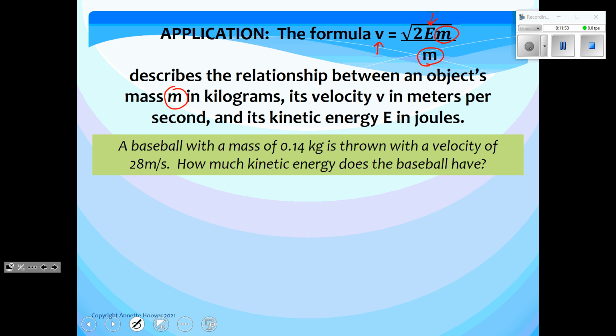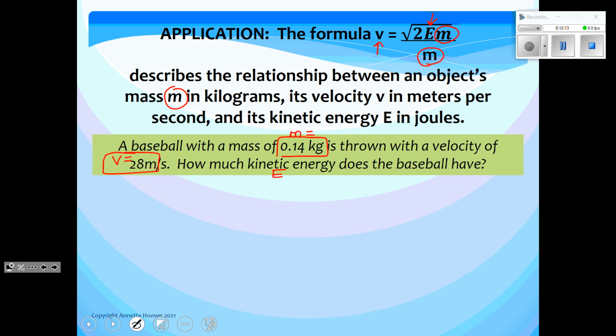A baseball with a mass of 1,400 kilograms. So here's what we're going to plug into m. M equals this. Is thrown with velocity, so here's our v, at 28 meters per second. So here's what our v equals. How much kinetic energy does the baseball have? So we're solving for kinetic energy, or for the large E.